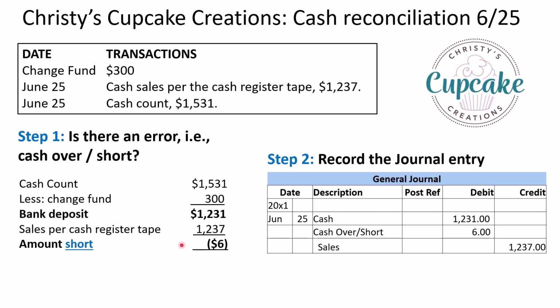Well, let's start with what we know and enter the date and then the account cash into the description. We know how much cash we deposited. It was $1,231. We'll write that amount into the debit column of the general journal. On the next line, we enter the GL cash over short into the description column. And when the business has a cash shortage, it's an additional expense of the business.